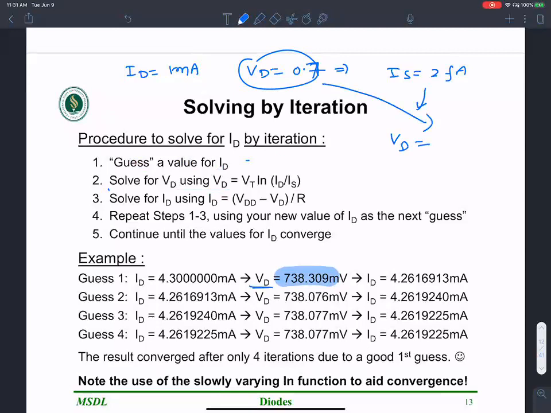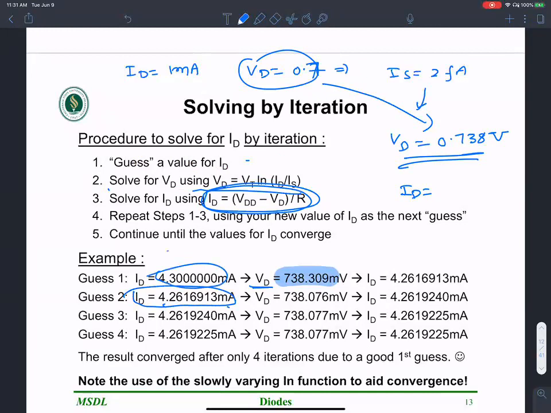Using this equation here, we obtain the value of 0.738 volts. Now what we do is plug that into the equation here, and then we get a second guess for ID to be 4.261691 milliamperes. So our initial guess was 1 milliampere. Then we arrived at a value of 0.7. Using that, we found ID to be 4.3 milliamperes.